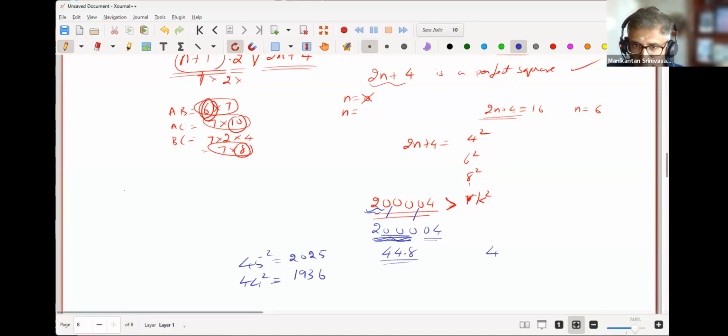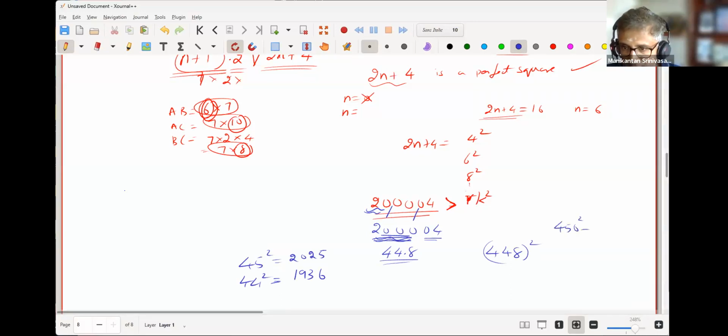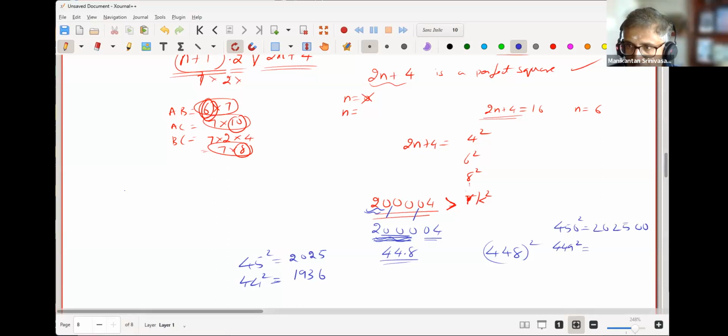There are 2 more digits, therefore we avoid the decimal point. We can just check 448 square by hand. And even this by hand, we don't have to check, right? We can just be clever. So we know 450 square is, like I said, 202500. If I do 449 square, right?